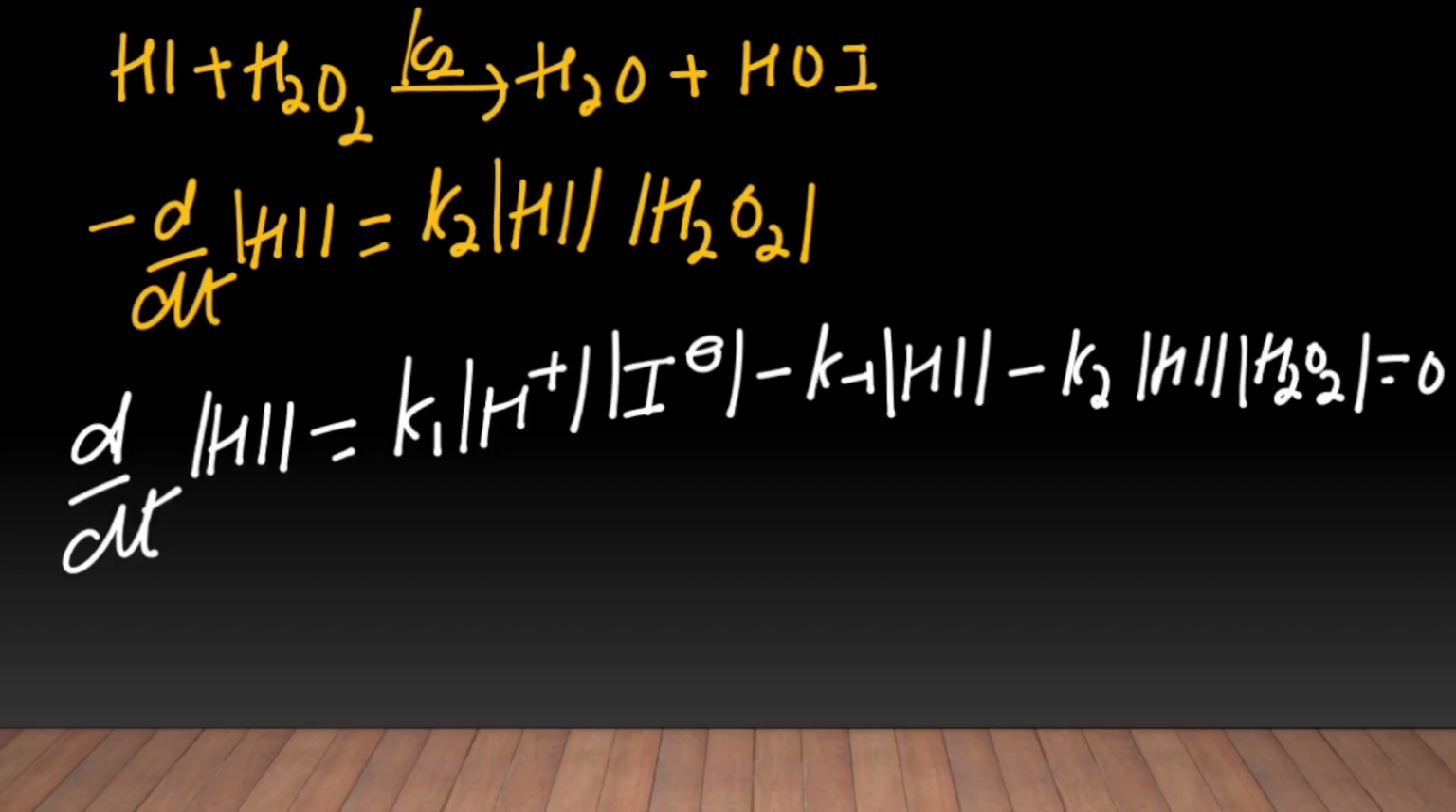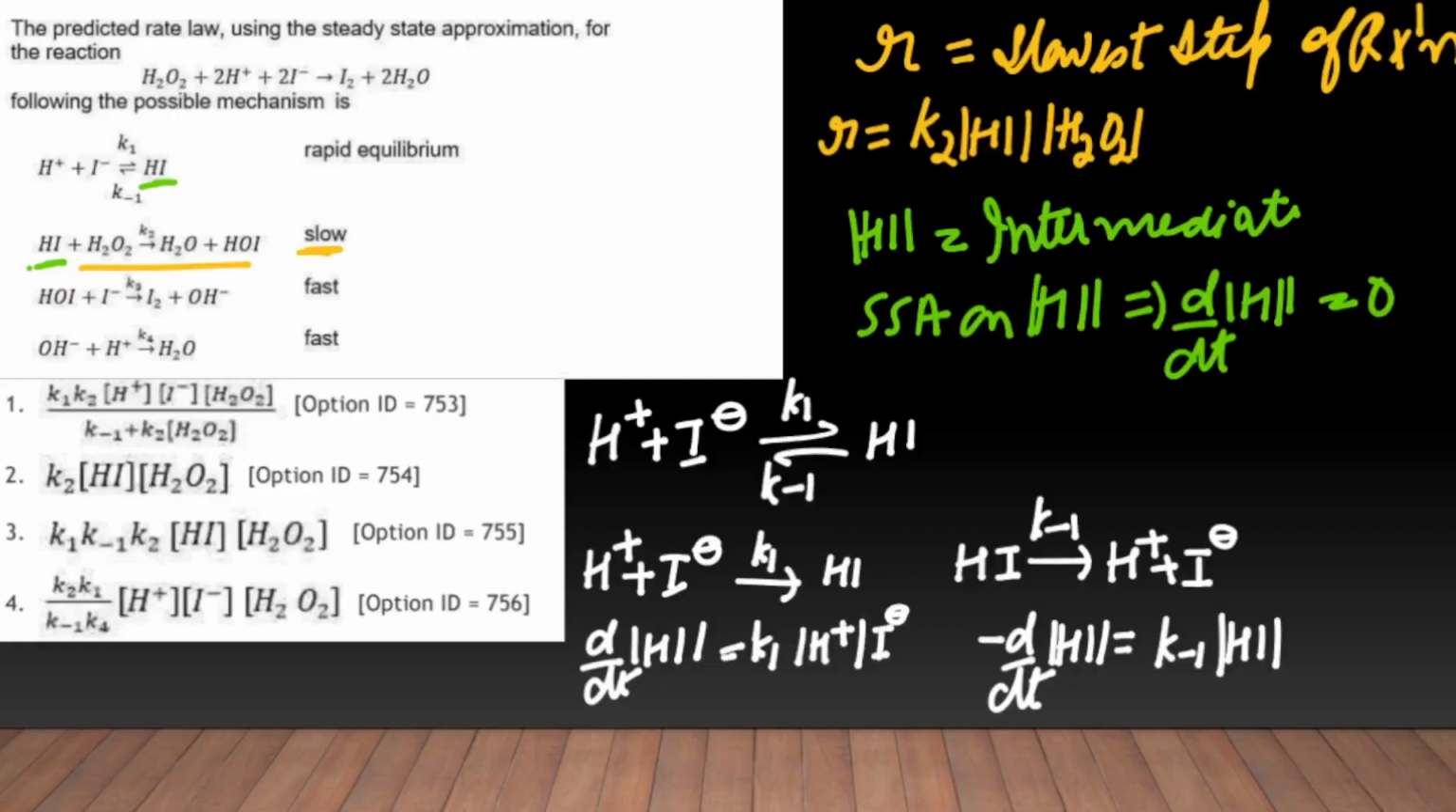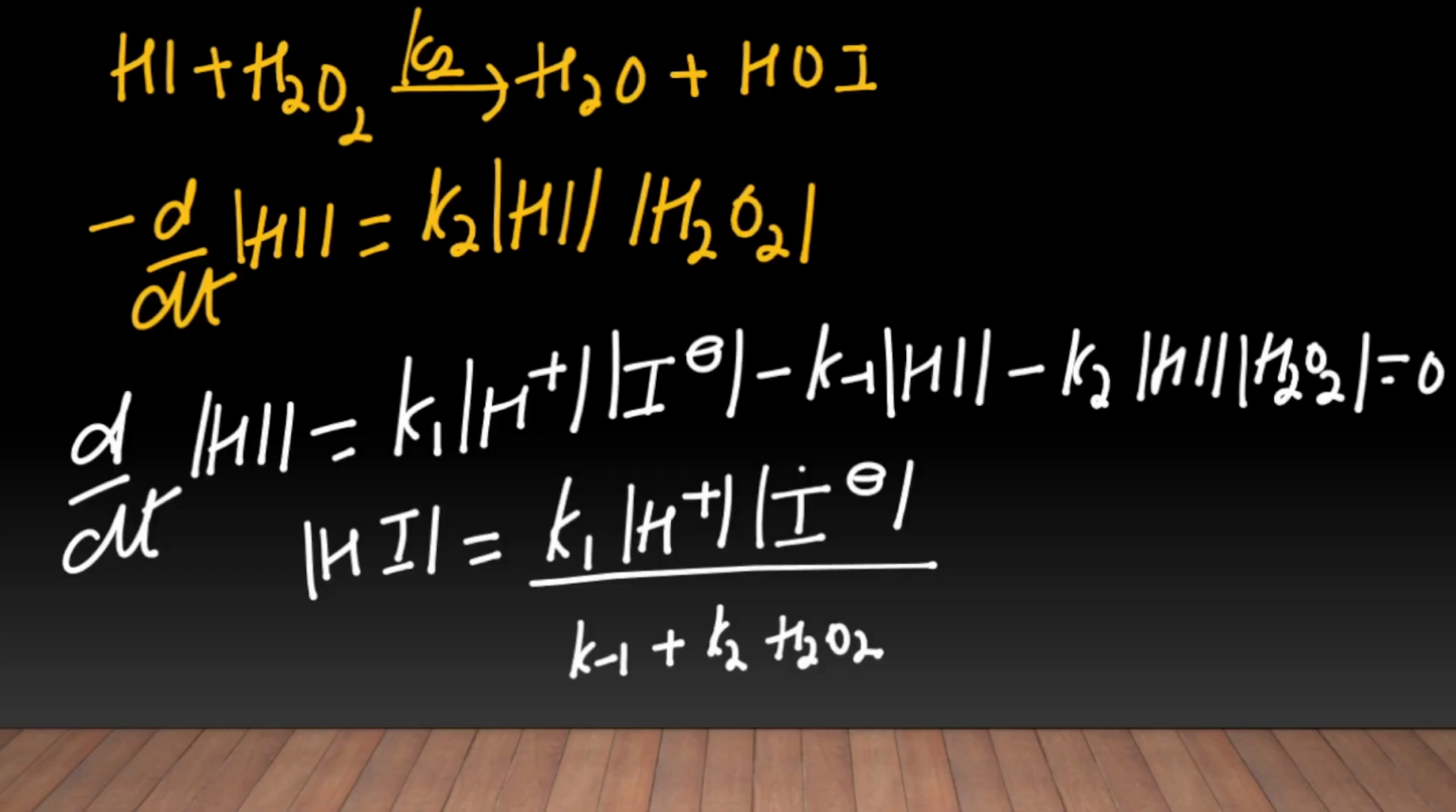So from here the HI concentration that we get will be equal to K1 times H positive into I negative upon K inverse plus K2 times H2O2. This is what we are getting. So in the final rate expression, which was K2 times HI into H2O2, we can substitute this expression. So the rate was K2 times HI into H2O2.